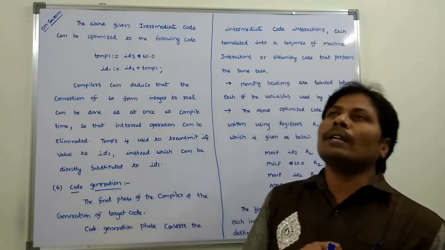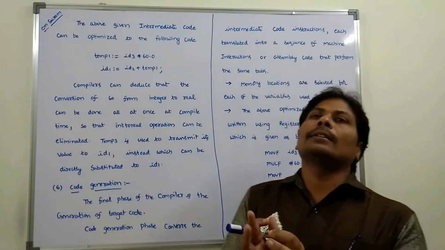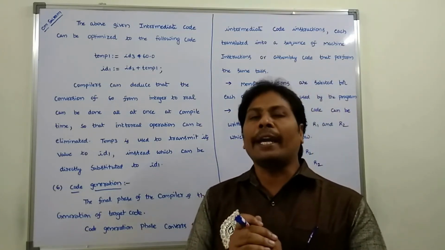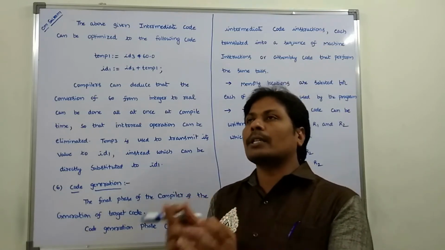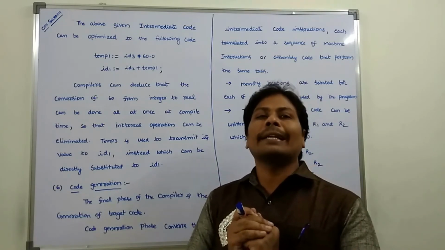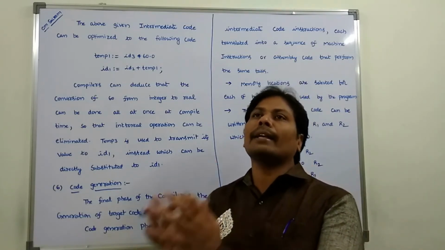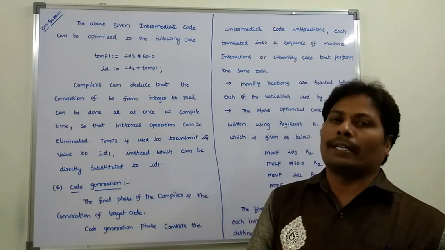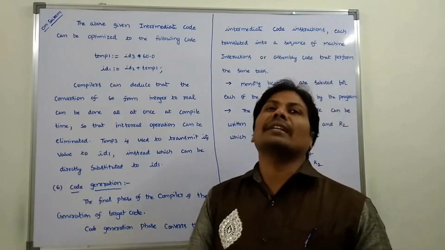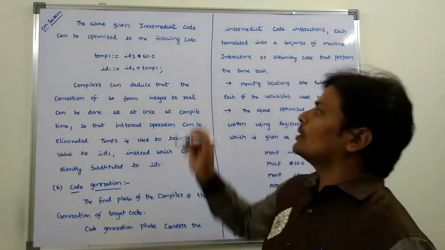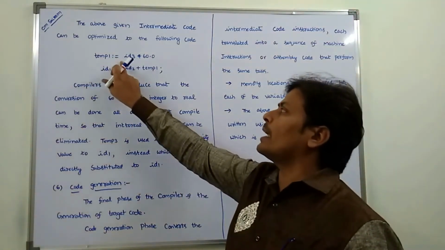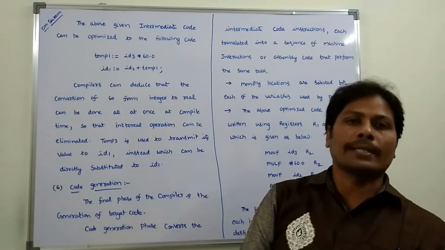Okay, next one is the final result, temp3 can be assigned to identifier id1. So this instruction is also eliminated. So whatever the result we are getting, that result can be directly assigned to id1. Okay. The above intermediate code representation can be optimized into these two instructions. So the first one is temp1 is equal to id3 into 60.